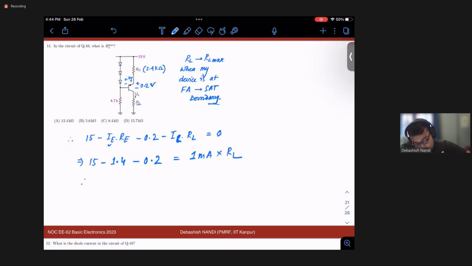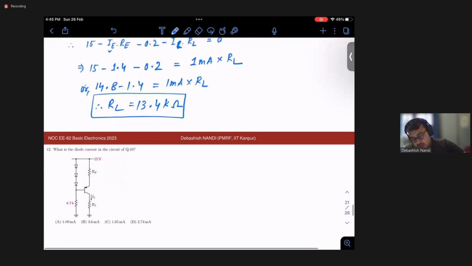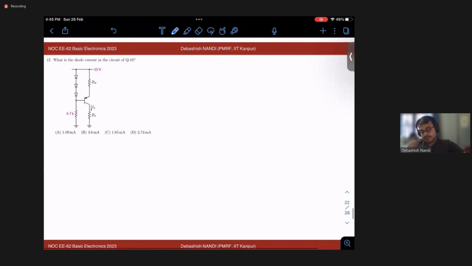So this becomes 14.8 minus 1.4 equal to 1 milliampere into RL. So your RL becomes 13.4 kilo ohm, right? So A is your right option. Okay, so let's move on to the next problem.